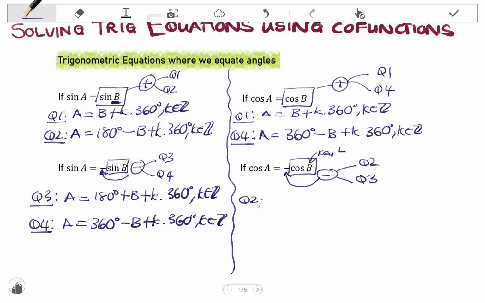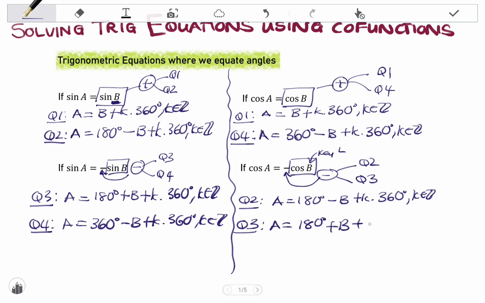So quadrant 2, I have my angle, which is A, equal to 180 degrees minus my key angle, which is B in this case, plus multiples of the period. Okay, going to quadrant 3, I have my angle equal to 180 degrees plus the key angle, plus k times 360.